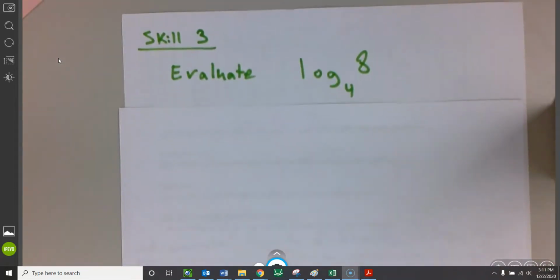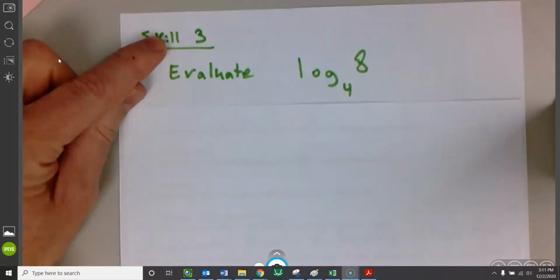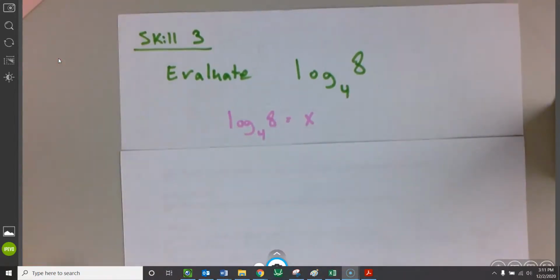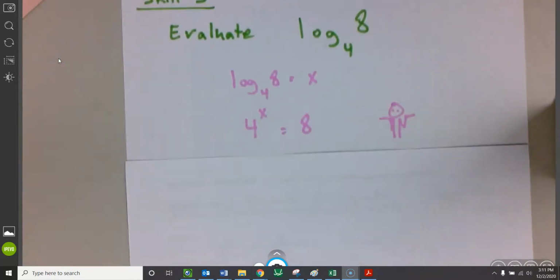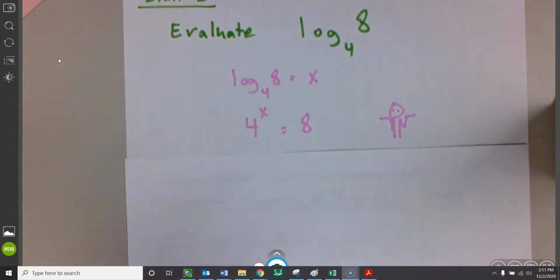Skill 3, we're evaluating log base 4 of 8. All right, so that was skill 2, was to evaluate logarithms. To do it, we set whatever we're trying to evaluate equal to x. Okay, now I got to figure out what x is. So then we go back to skill 1. You see how all this stuff just builds on itself? Skill 1 was to rewrite a logarithm as an exponent. Okay, so I'm left with 4 to the x power equals 8, and we're kind of stuck until skill 3 comes along.